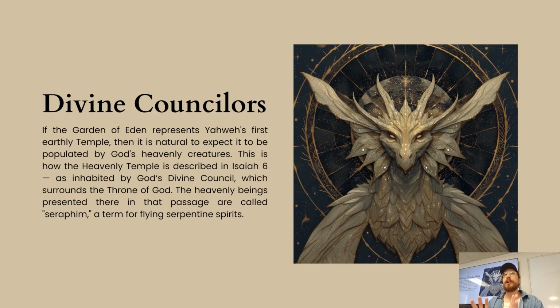We haven't talked that much about it yet, but there's this concept of the divine council. I'll just read this. We'll talk more about the divine council later. But if the Garden of Eden represents Yahweh's first earthly temple, then it is natural to expect it to be populated by God's heavenly creatures. This is how the heavenly temple is described in Isaiah 6, as inhabited by God's divine council, which surrounds the throne of God. The heavenly beings there are seraphim. Okay, so we've talked through this. You guys understanding that you have heavenly creatures giving glory to God in the temple in heaven, and you have the temple on earth? And should we expect to see creatures like that on the earth?